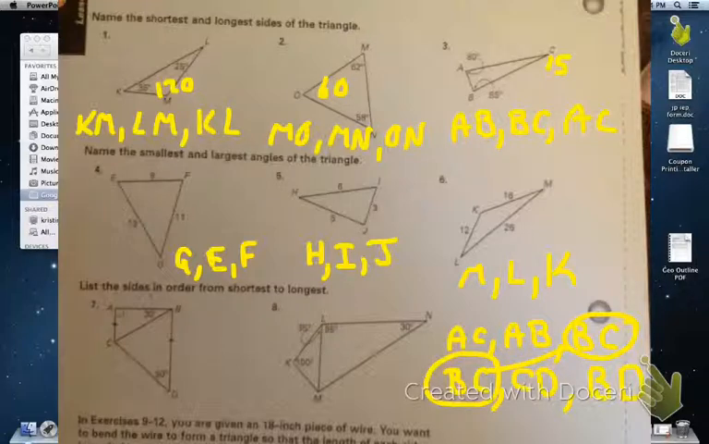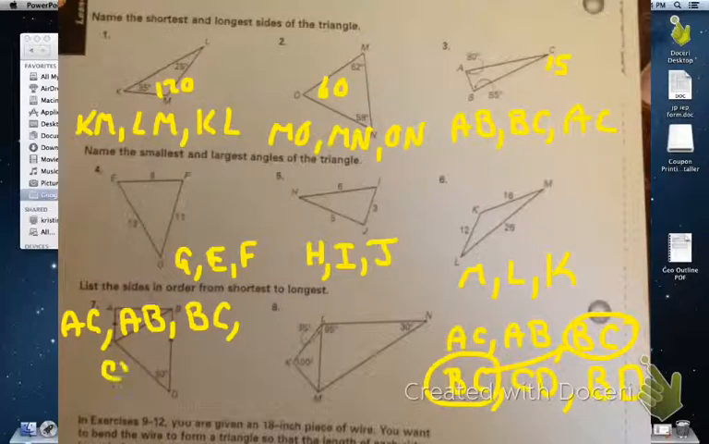We can say that AC has to be the smallest overall, followed by AB, followed by BC. Well, right after BC is CD, and the largest of all of those is BD. So you can do two different sets and then place them together, and that's exactly what we're going to do on number 8.